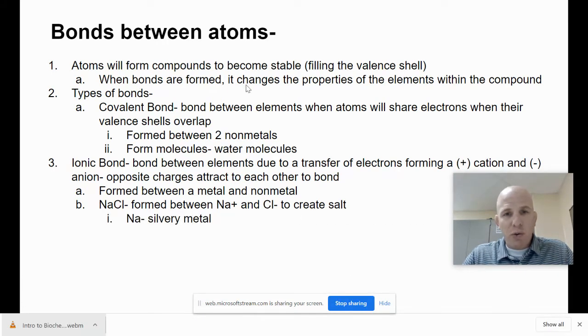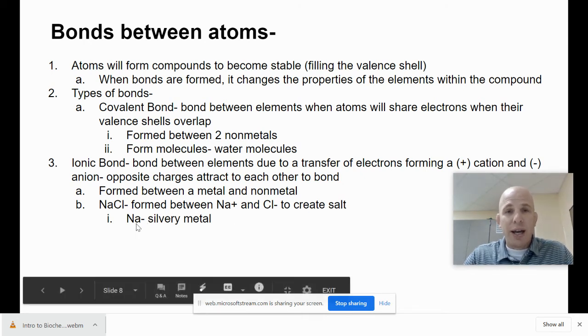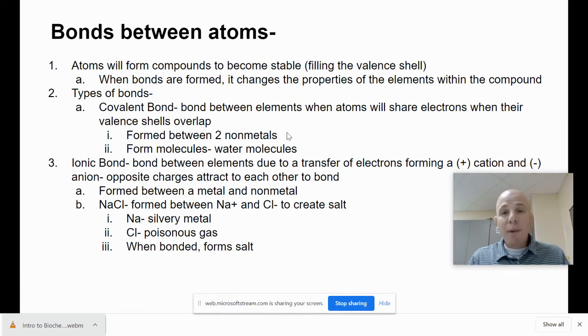And up here it says when bonds are formed, it changes the properties of the element within the compound. Here's a great example. Sodium, or Na, is a metal, silvery metal. Doesn't sound like something I want to eat. Chlorine is a gas. It's a poisonous gas. It'll kill you. But when I put these two things together, anybody know what NaCl is? That's table salt. Okay. When they bond, the properties of the atoms change because of the reaction that they've gone through, and that's going to give us our table salt. Or, like for example, hydrogen and oxygen, when they bond together, that's two gases. Well, wait a second, they form water. Okay, so the properties have changed.